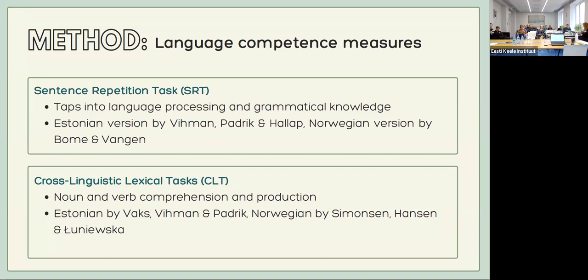And since the sentences are made sure to be long enough not to rely on just phonetic memory, this type of task taps into the language processing abilities, but also grammatical knowledge, because in order to repeat something, you have to be able to process, so you have to know the construction. And then also the cross-linguistic lexical tasks, which is a vocabulary test. In four subtests, it tests noun and verb production and comprehension. It's a very simple picture-based task with either one picture for production tasks or four pictures that the child has to choose from for the comprehension tasks.